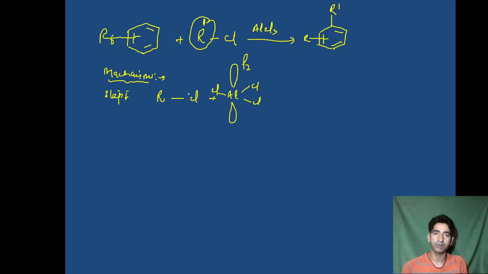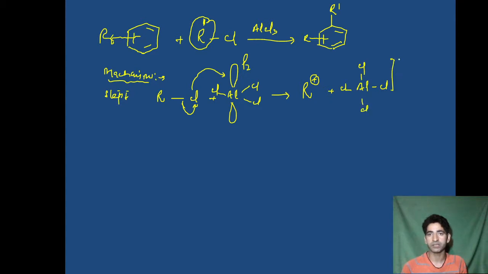Now it can accept a pair of electrons by breaking this bond. If I break this bond towards chlorine in a single step, then what happens? This chlorine attacks over here, meaning it pushes its electrons to this vacant pz orbital. As a result, this R becomes R plus. We get a carbocation, that's an alkyl group, plus we get over here AlCl4 minus.